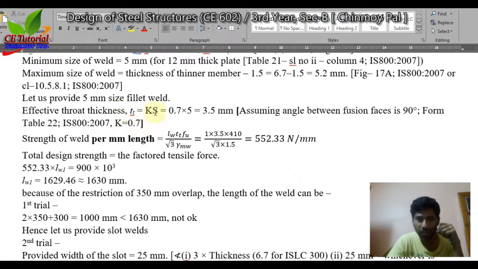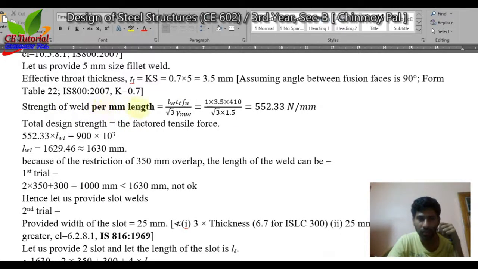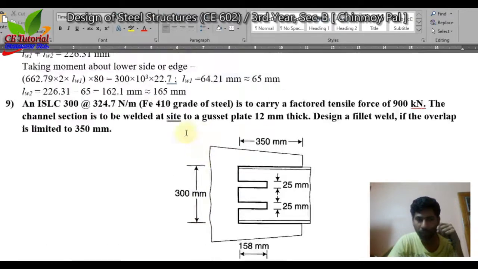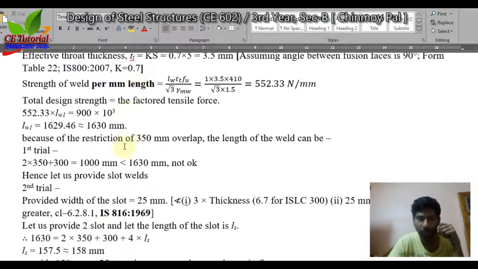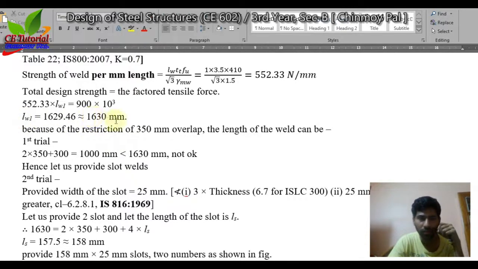So effective throat thickness is Ks is equal to 0.7 into welding size, because K is equal to 0.7 from table 22. So strength of weld per millimeter length we are calculating, that is 552.33 Newton per millimeter. Total design strength should be equal to factored tensile force, that is total length of the weld into strength per meter length, is equal to factored tensile force 900, given as 900 kilonewton. So LW1 is equal to 1630 millimeter.